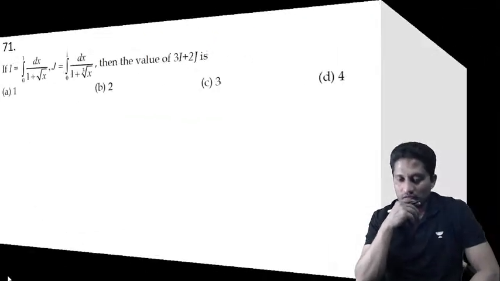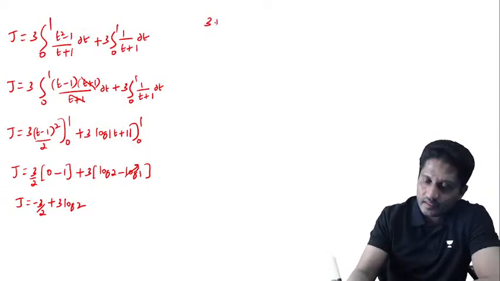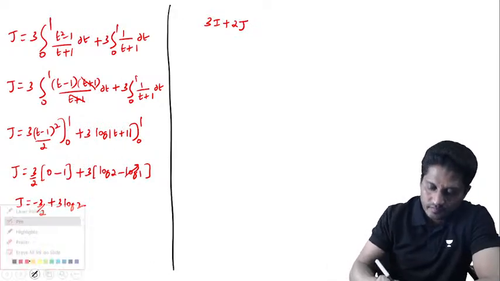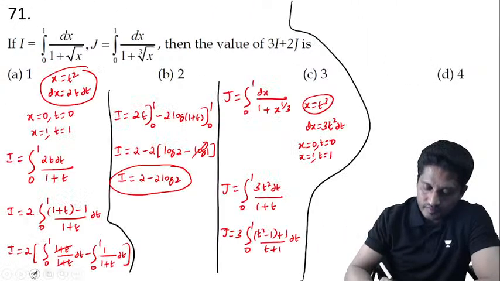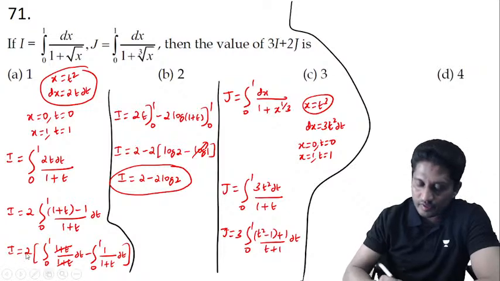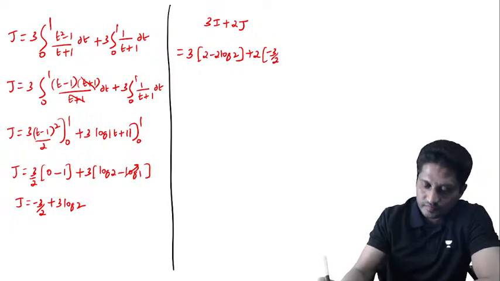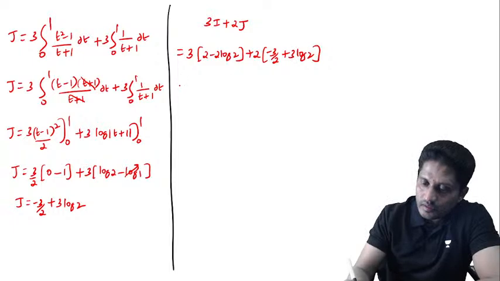You get J is equal to minus 3 by 2 plus 3 log 2. Okay, now I'm supposed to find out 3I plus 2J, right? 3I plus 2J. If I substitute this, I value will be equal to 2 minus 2 log 2. So 3 times 2 minus 2 log 2, plus 2 into J value, which is minus 3 by 2 plus 3 log 2. Okay, now if I substitute, you will get this as 6.